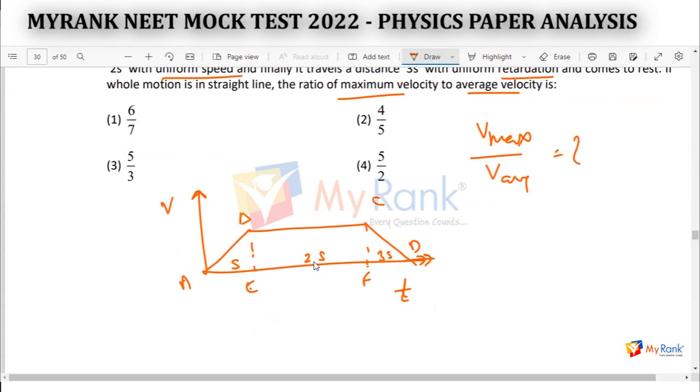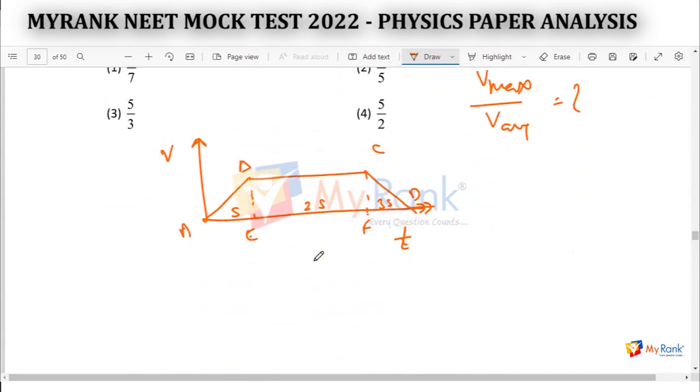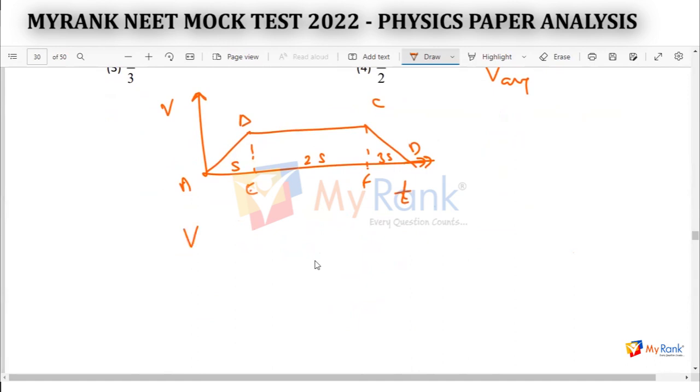So maximum velocity to average velocity is asked. Maximum velocity is v only, friends. So average velocity is to be calculated. Average velocity is nothing but total distance by total time, friends. This total distance is s plus 2s plus 3s, students, by total time, which means t1 plus t2 plus t3. So 6s by total time.